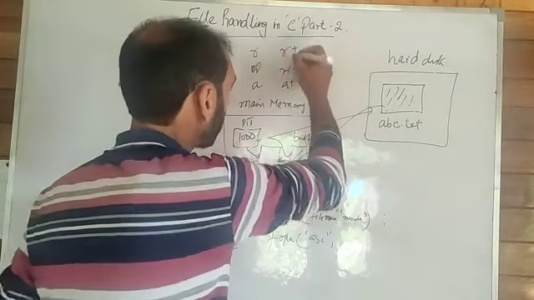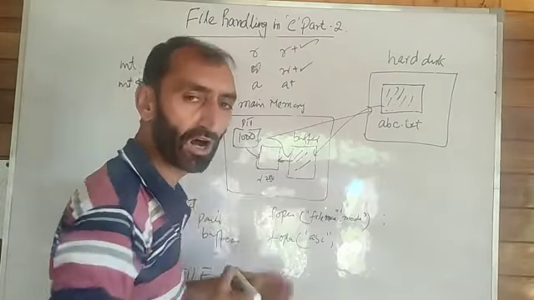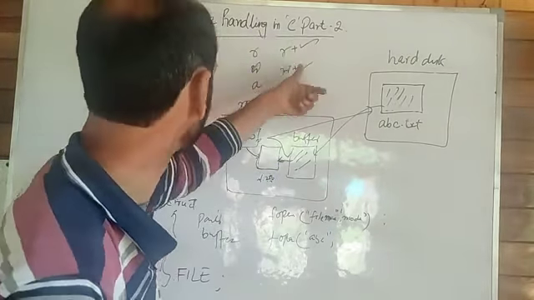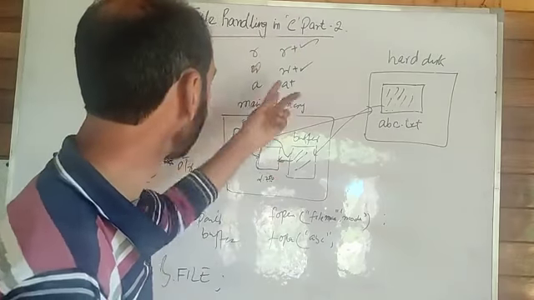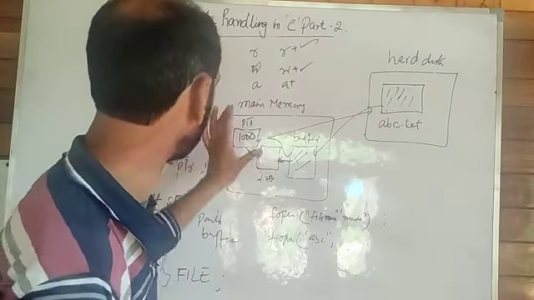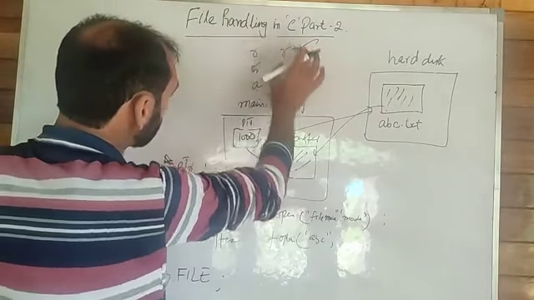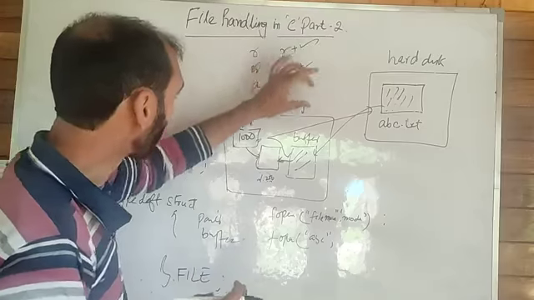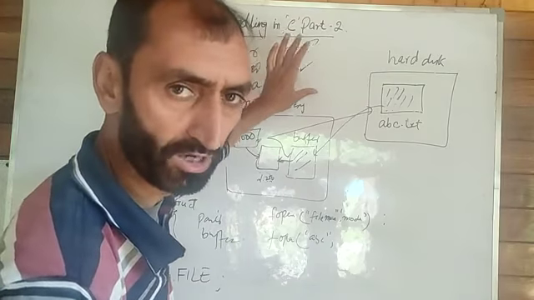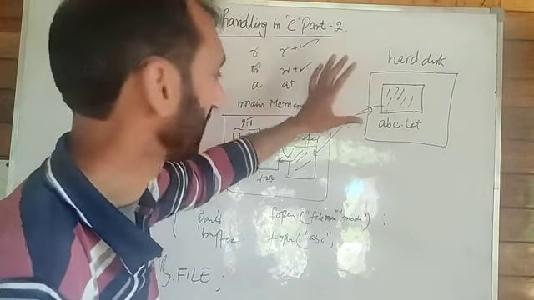And r plus means both read and write. And w plus also means read and write, but with some differences. And a plus also contains append. So there are six different modes which we can apply to a file.